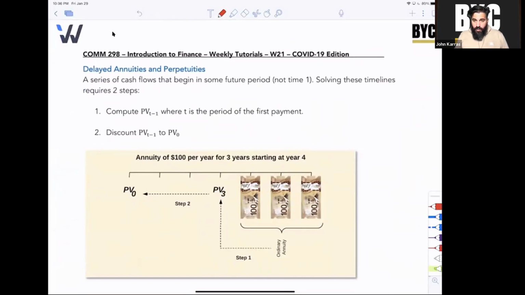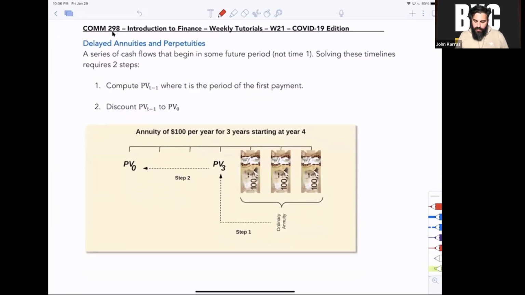Now let's talk about something a little bit different. Well, same, but different. Something called a delayed annuity or delayed perpetuity. Delayed annuities or delayed perpetuities are simply annuities or perpetuities that don't start immediately. Like if you look at the picture here, right? Here you've got a 3-year annuity, but only starting in year 4, rather than starting right away.